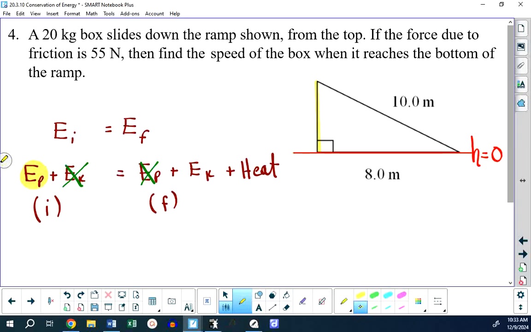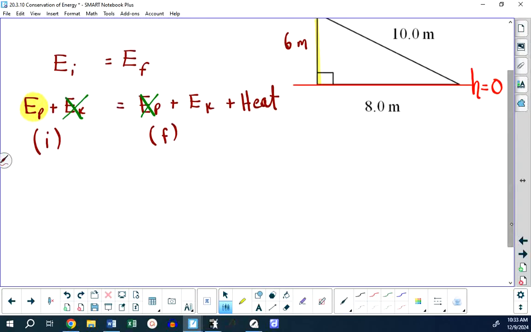I want to say 6 meters. 10 squared minus 8 squared, and then take the square root. There's one more thing, though. This is mgh. We know that. In fact, I think some of you might be able to do the problem without actually writing mgh. You know that's how you're going to calculate that. This is 1/2 mv squared.